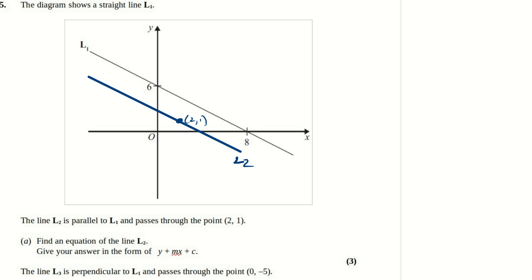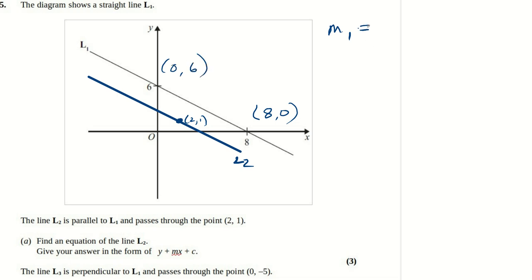Well, all we're going to have to do is to find the gradient of the line L1, which I'll call M1. That gradient must be the same as the gradient of the line L2, because the lines are parallel, which means that they have the same gradients. Now we've got 2 points on the line L1. We've got the point (8, 0), and we've got the point (0, 6).